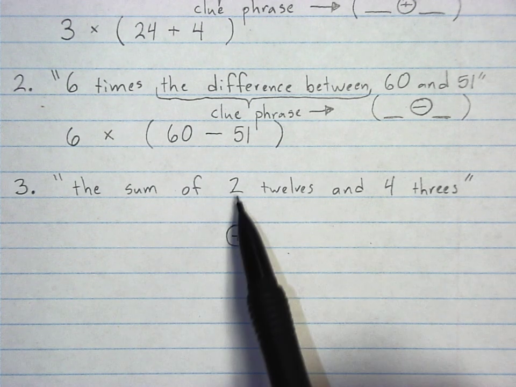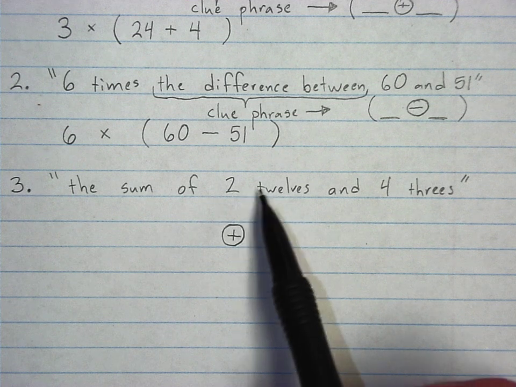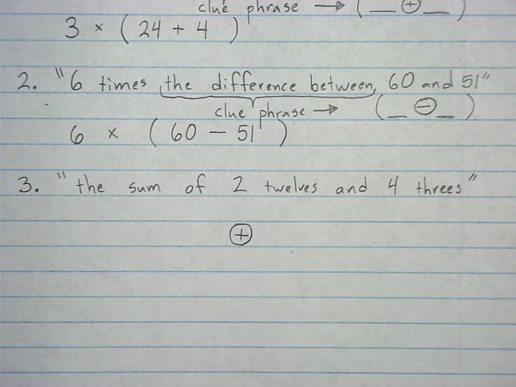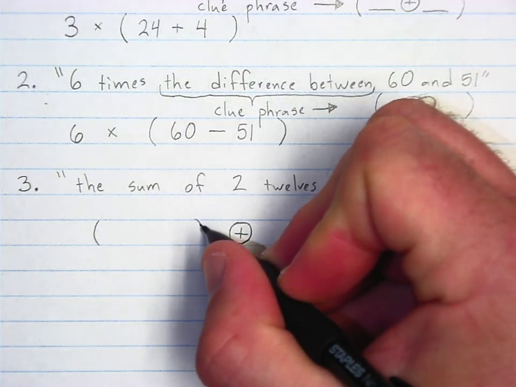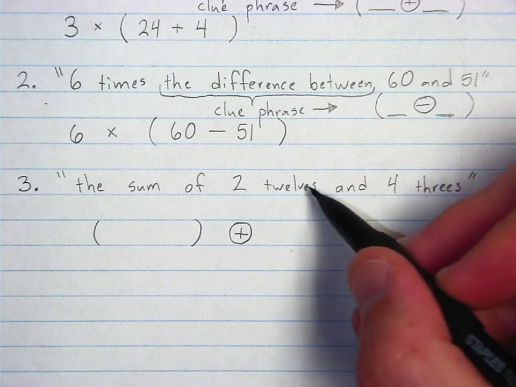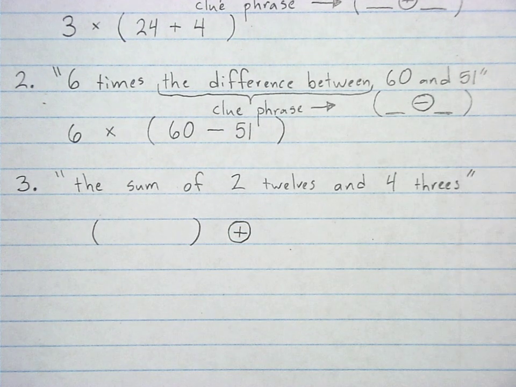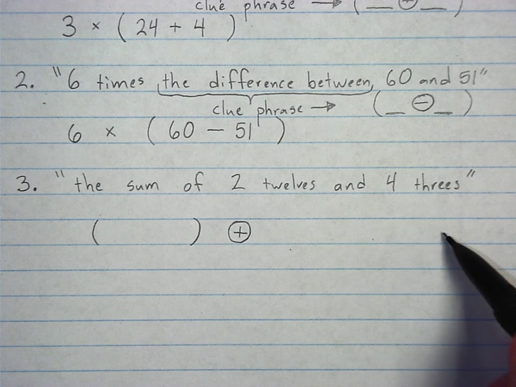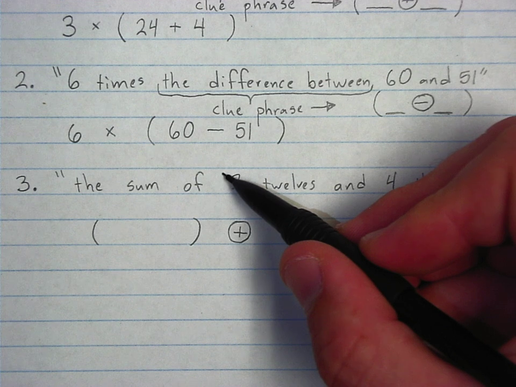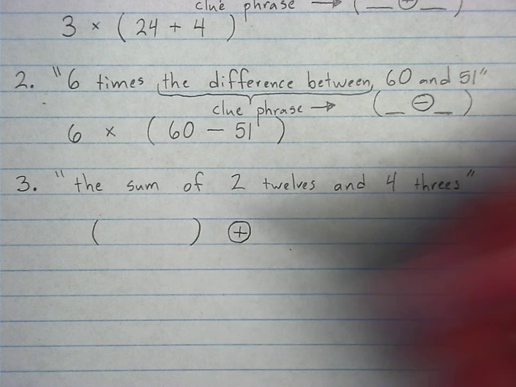But it says the sum of 2 12s. Now, a lot of you have already done that in your head. You're like, it's 24. Yeah. But I still want to try to represent it in my expression. 2 12s. Now, I could write 12 plus 12. But looking at 4 3s, I don't really want to put 3 plus 3 plus 3 plus 3. If this had been 12 12s, you're going to want to write 12 plus 12 plus 12 plus 12, and so on.